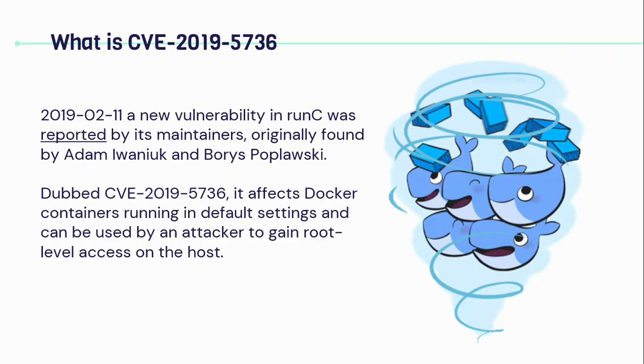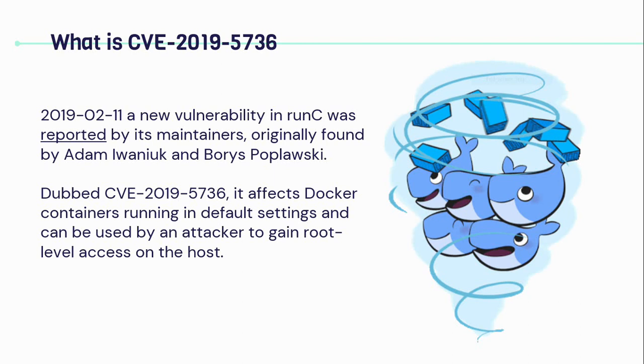In February 2019, a new vulnerability in runC was reported by its maintainers, originally found by Adam Iwaniuk and Boris Poplawski. It was dubbed CVE-2019-5736. It affects Docker containers running in default settings and can be used by an attacker to gain root-level access on the host. Alexis Arai, one of runC's maintainers, found that the same fundamental flaw exists in LXC. As opposed to Docker though, only privileged LXC containers are vulnerable. Both runC and LXC were patched, and new versions were released.